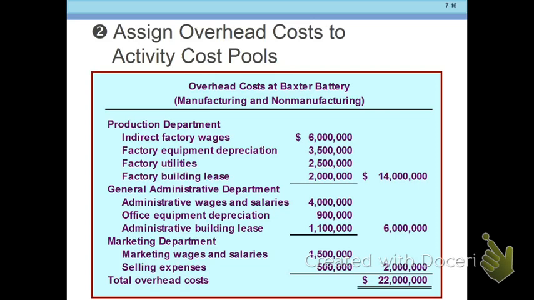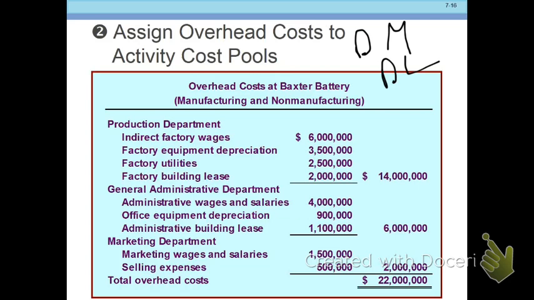So, first thing they came up with is they broke up the production department into direct factory wages. They broke up all the manufacturing and non-manufacturing costs. Now, a thing to notice here first off is that direct material and direct labor are not on here.